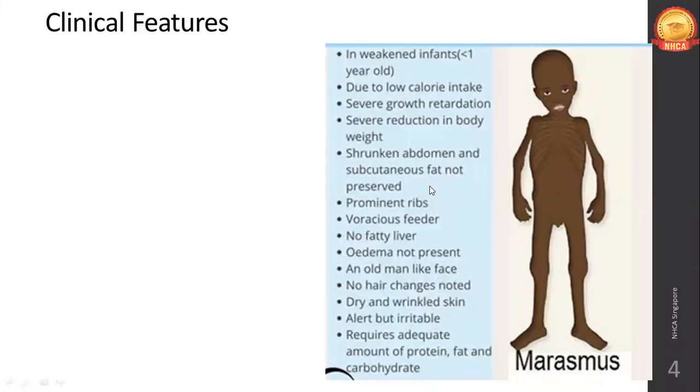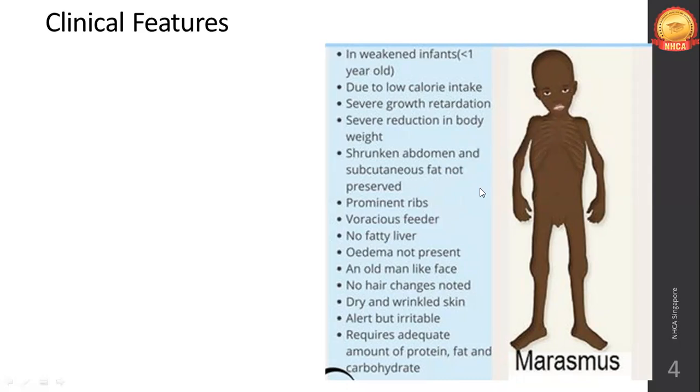First of all, the glycogen will go from the muscles, and from the liver as well. Then the fats will start to vanish, and then the proteins will start to vanish. That's how you see severe weight reduction. The child has very prominent ribs. You can see here in the image, the ribs are quite prominent. You can actually count each one of them.